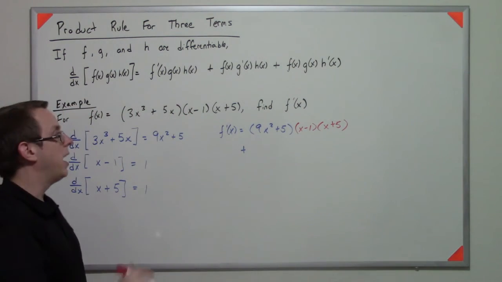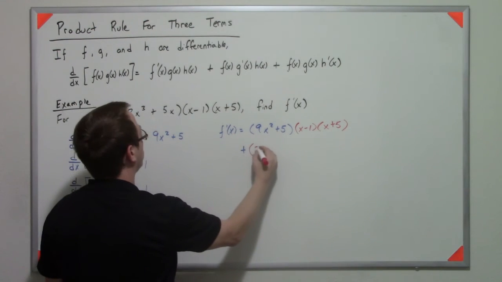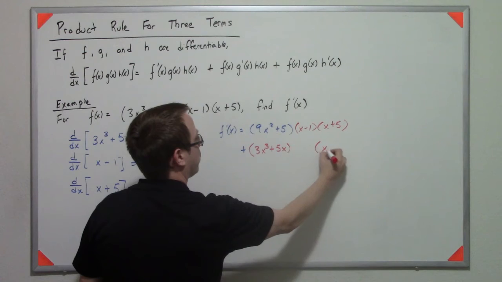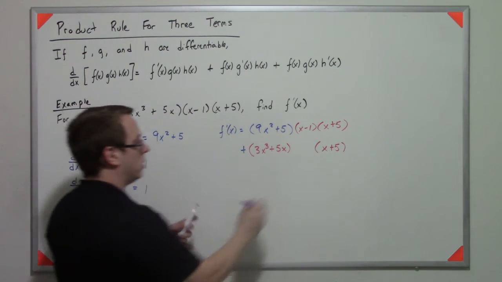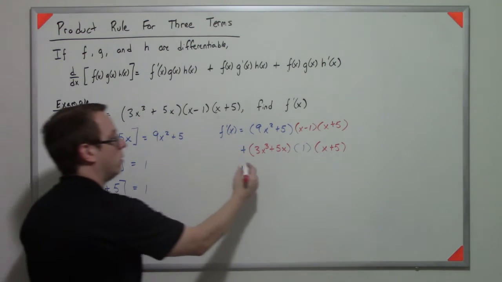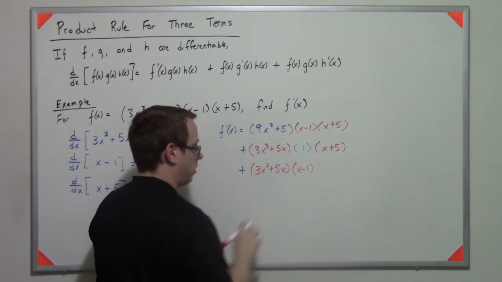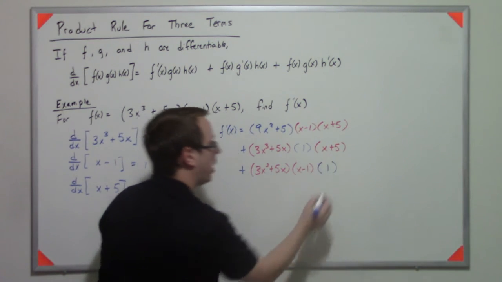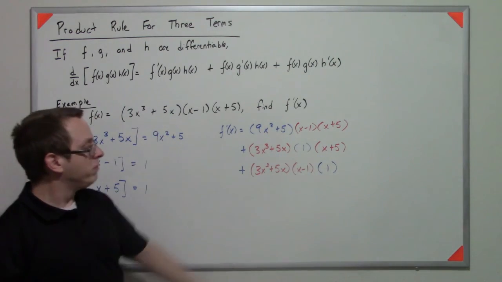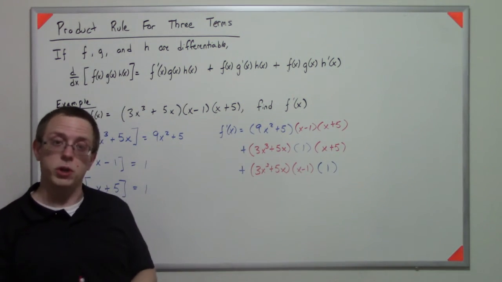Now what we're going to add is, in this case, the middle term is the one we use the derivative, so we use original function and original function and a 1 there. And then finally, we do original function, original function, and derivative. So notice how that derivative sort of steps along the way, and then you'll have two copies of the original function in each term.